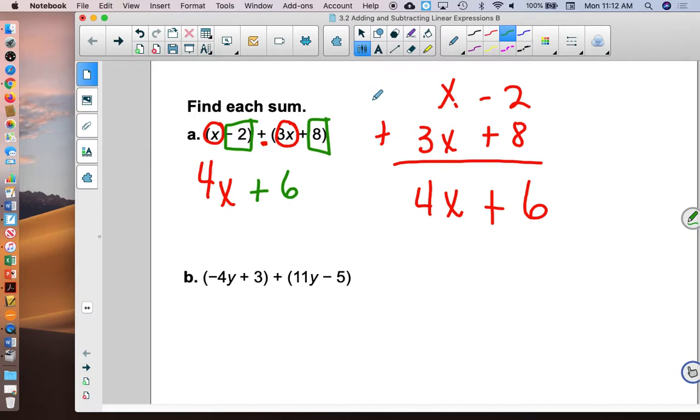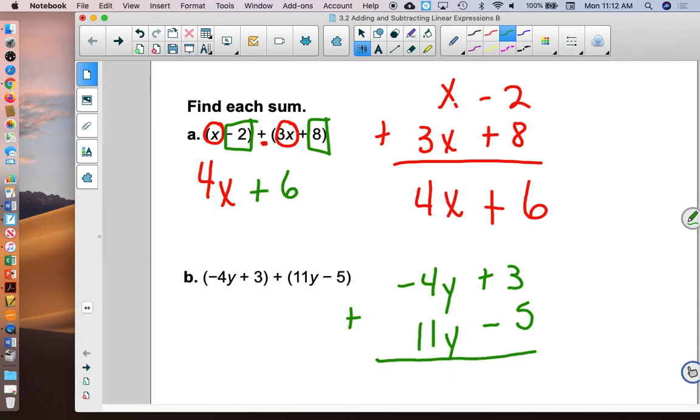Up and down, okay. So, with the up and down, I have negative 4y, and you're doing it on your paper, plus 3, and I have 11y minus 5, and I'm adding those two expressions together. We all agree with that?